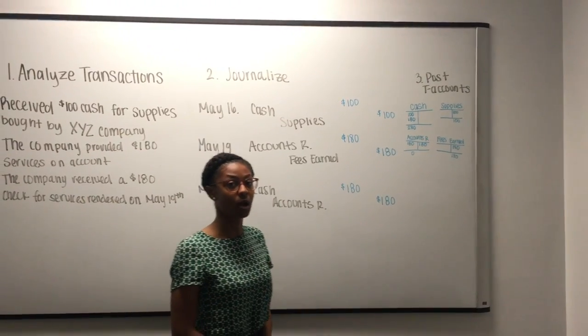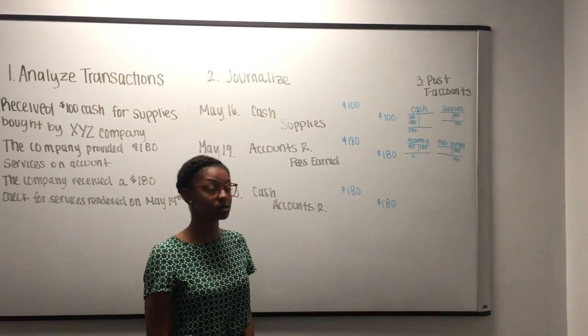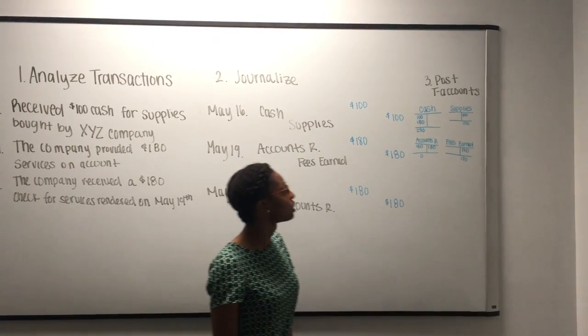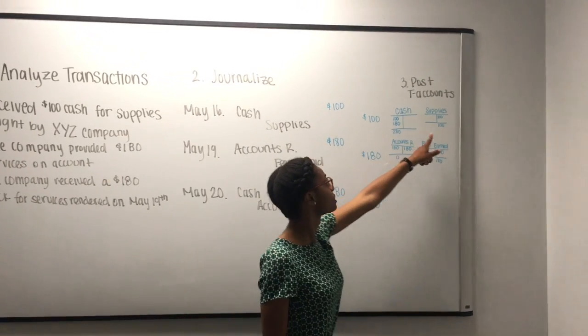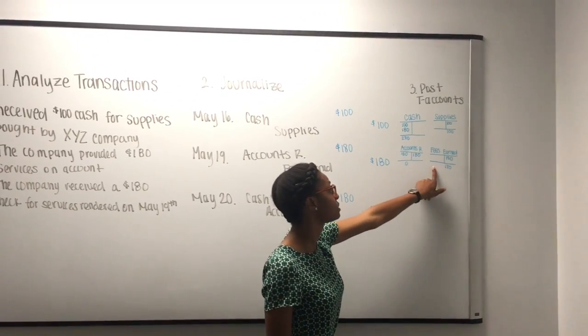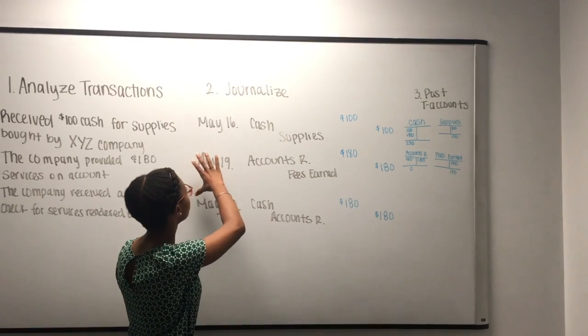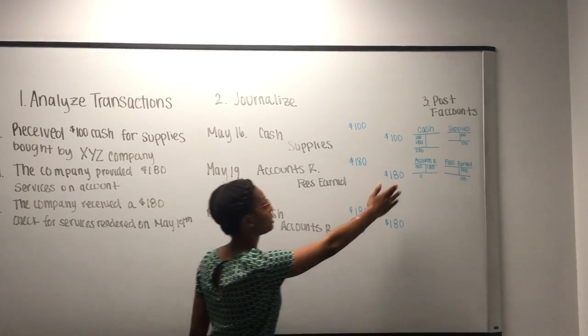The third part of the accounting cycle is to post to T accounts, or to the ledger account. So, we create T accounts for cash, supplies, accounts receivable, and fees earned. We also post the journal entries into the T accounts.